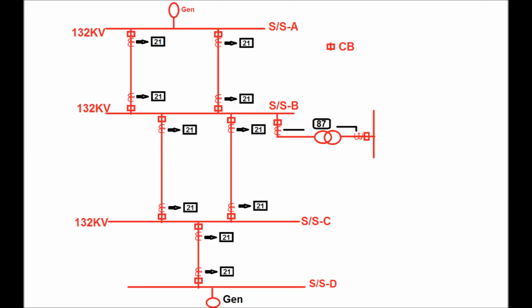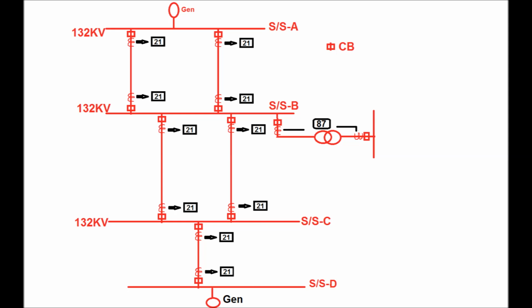Now a single line diagram has been shown where four substations are shown: substation A, substation B, substation C and substation D. Substation A and substation D are connected with a source or generating substation. From substation A to substation B there exists one double circuit line, from substation B to substation C there exists one double circuit line, and from substation C to substation D there exists one single circuit line.